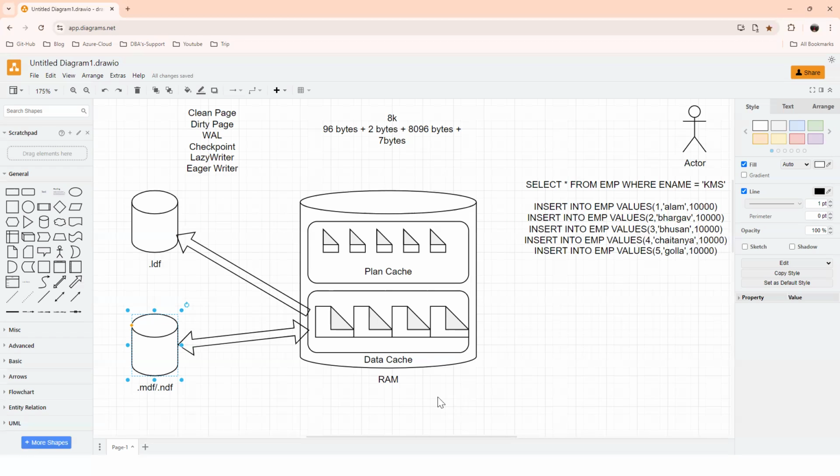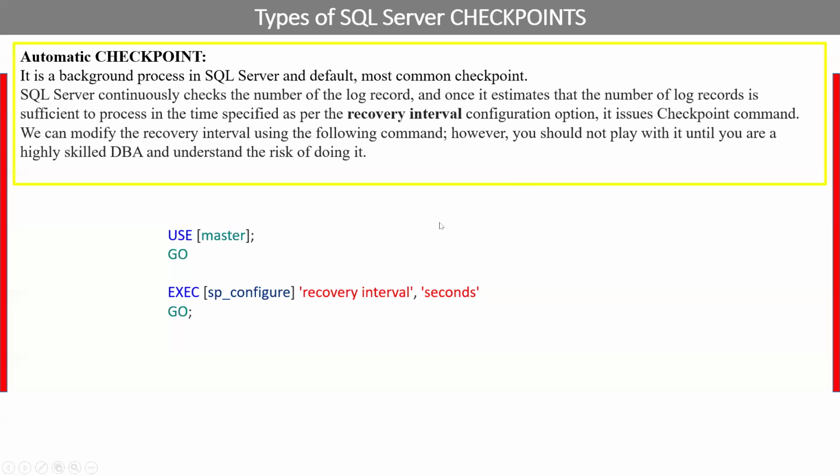So, automatic checkpoint interval time, sir: don't touch it, but we can touch indirect checkpoint, which we are going to discuss next. You can check that, but don't make any modification to the automatic checkpoint. Don't touch automatic checkpoint, sir. That's why we haven't changed any checkpoint interval time as per best practices, but we can touch the indirect checkpoint, which was introduced in SQL Server 2012.